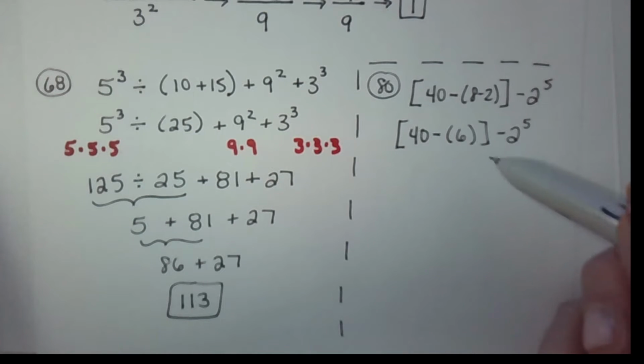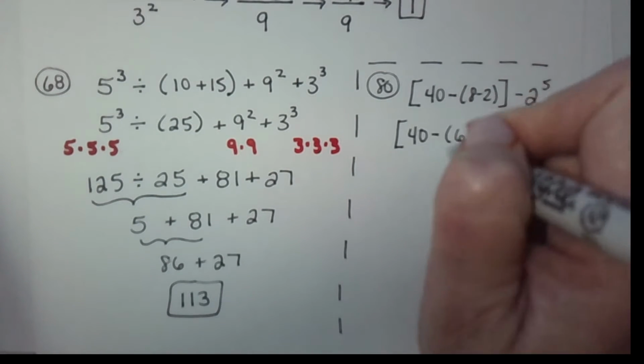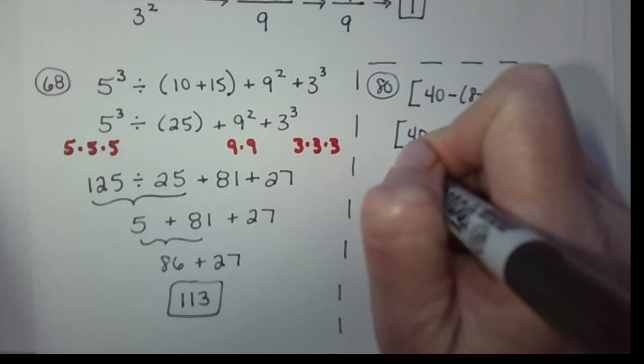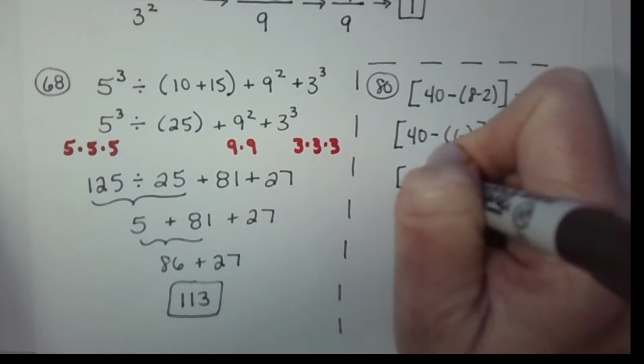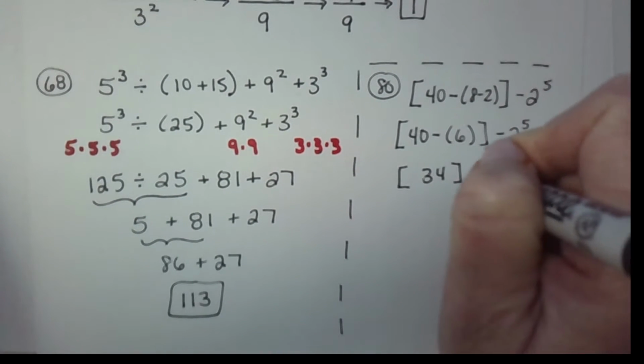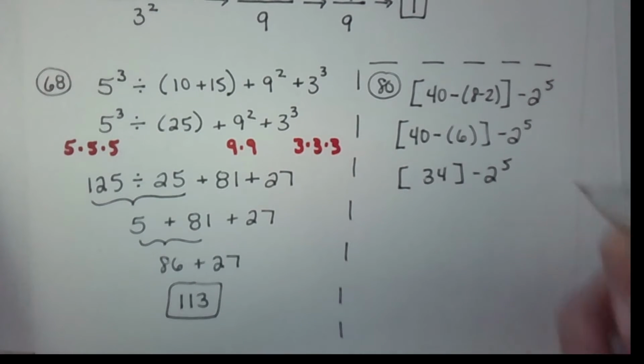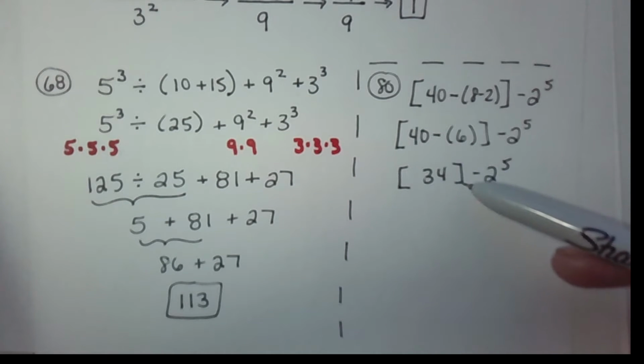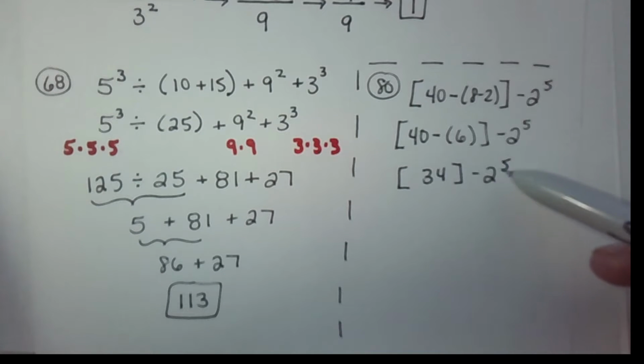40 minus 6 is going to be the next thing that we do. We have to try to get one number inside the brackets. So that is 34. Okay, so we just sort of worked from the inside out there. Now, I only have one number inside the bracket, so we're done with that. Subtraction, and then I have 2 to the 5th.